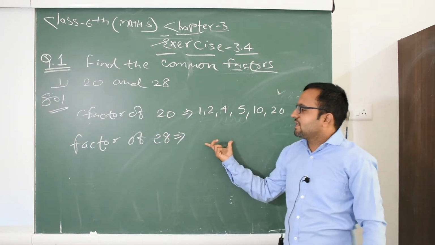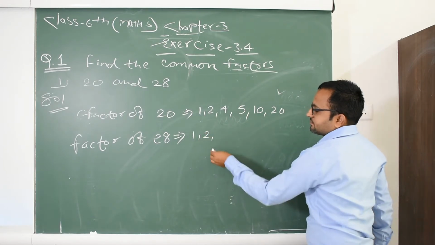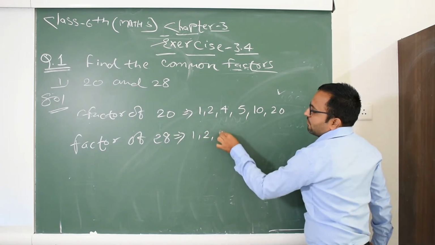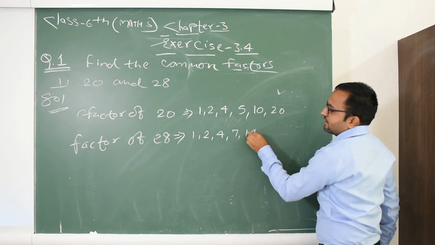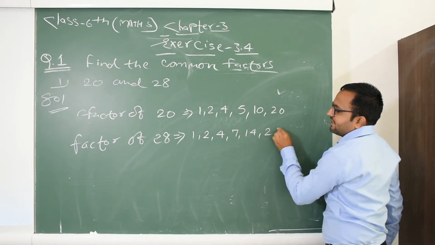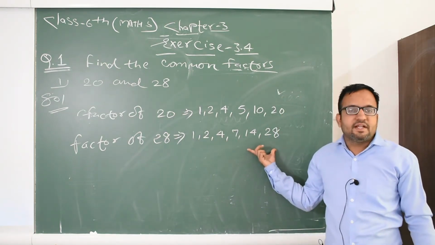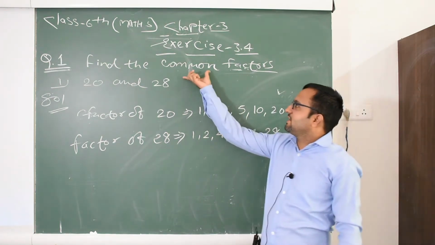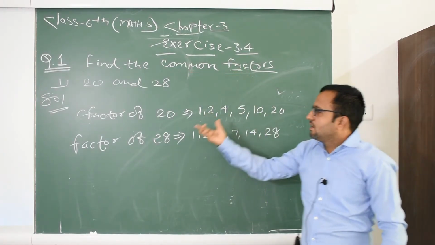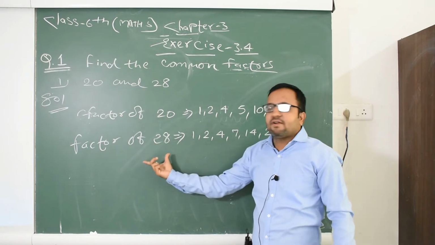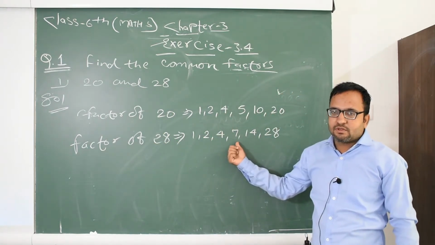So now the factors of 28: 1, 2, 4 and 7, 14 and 28. Okay. So these are the factors of 28. Now the question is, what is the common factor of the factors of 20 and the factors of 28?